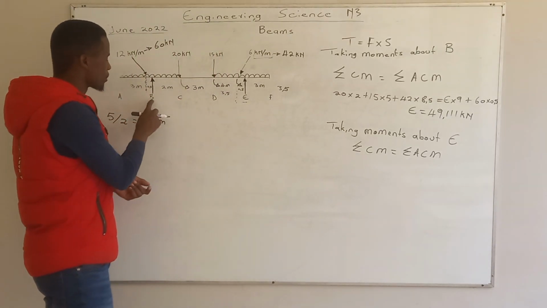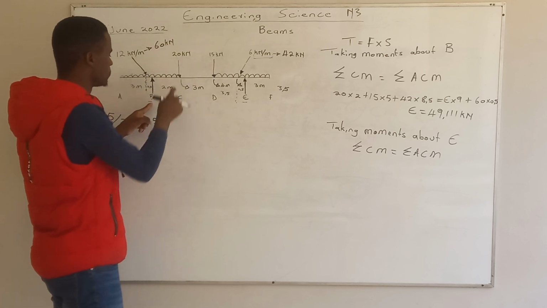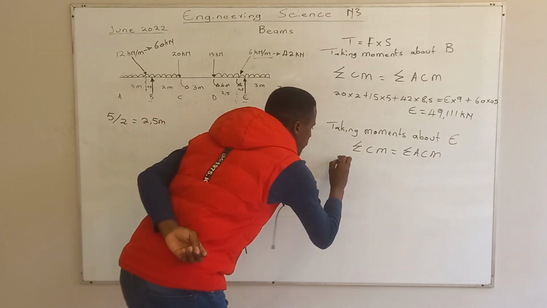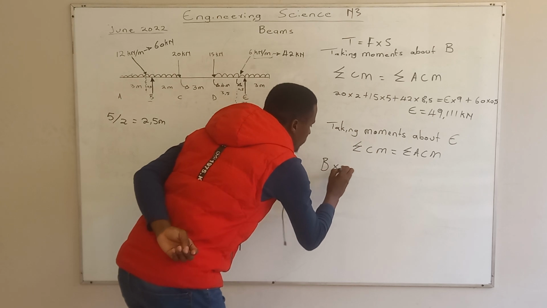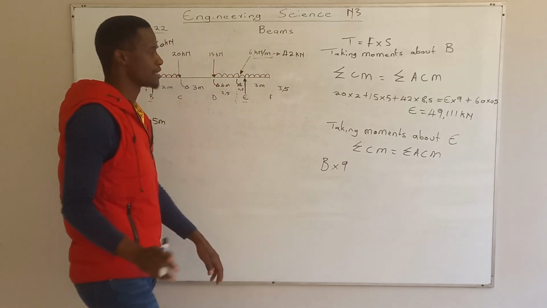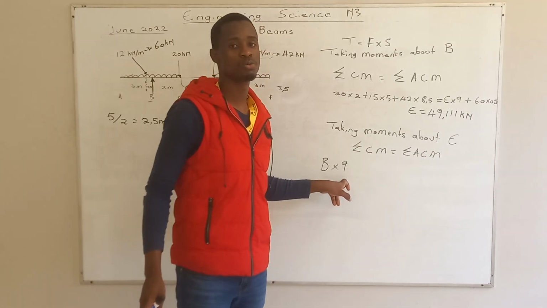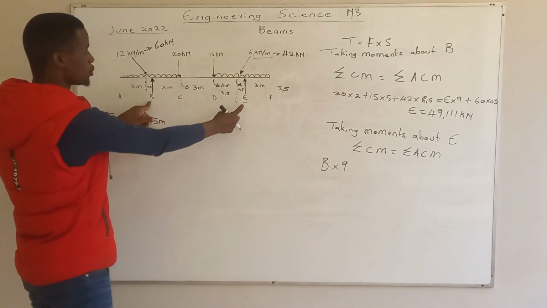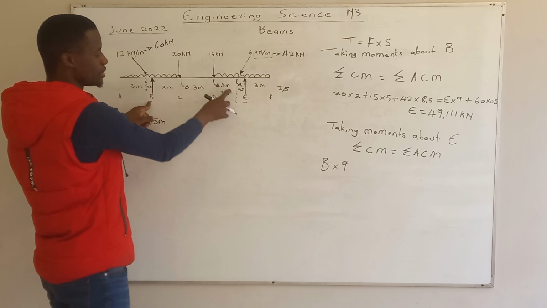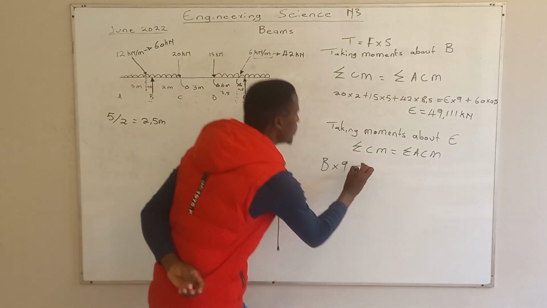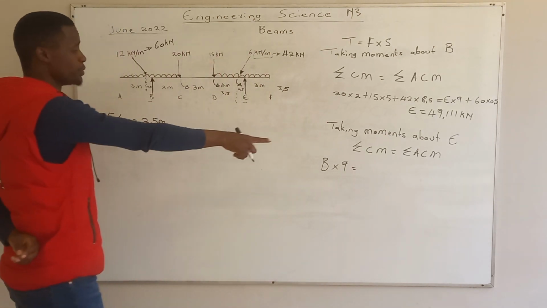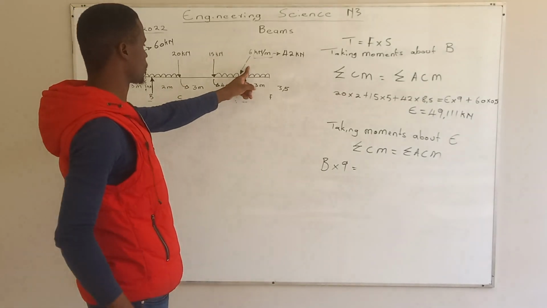There's only one force that is going in the clockwise direction, which is B. So we're just going to say B multiplied by the distance. Distance doesn't change. If you use the distance as 9 here, obviously even here is going to be 9. So the distance from here to here, it's still 9. If you add this, you'll get your 9. Then equal to. Then we're going to be checking our anti-clockwise. Let's start with this one.